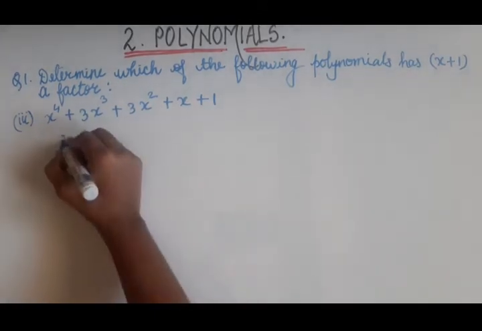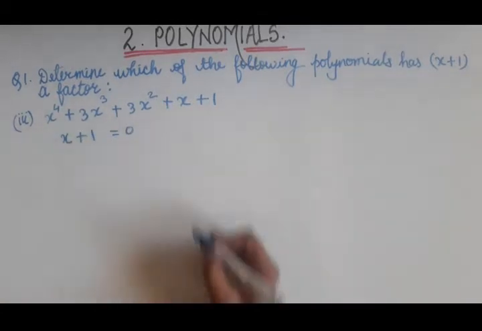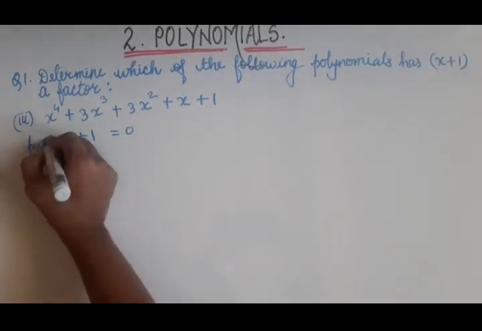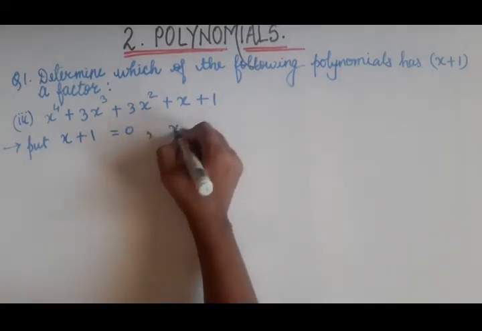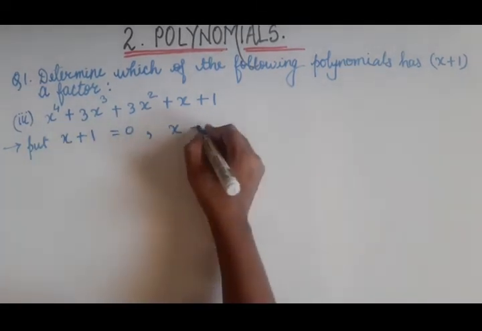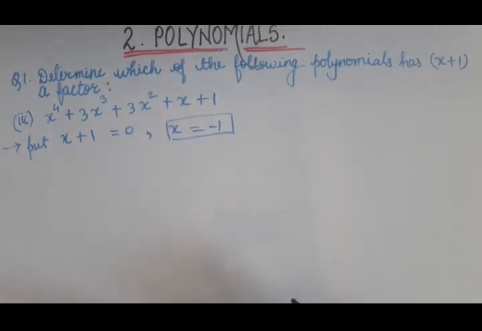Okay, so to find the zero, what we will do? Put x plus 1 equal to 0 to find the zero of it, right? So what will be your x? This plus 1, after going that side, it will be minus 1. So you got minus 1 as the zero of the divisor.